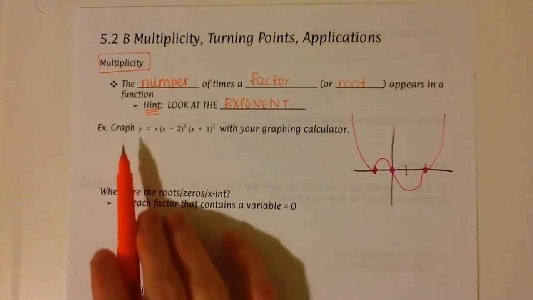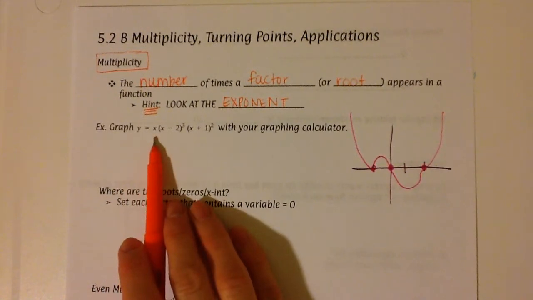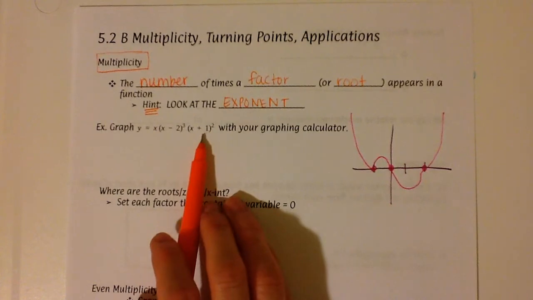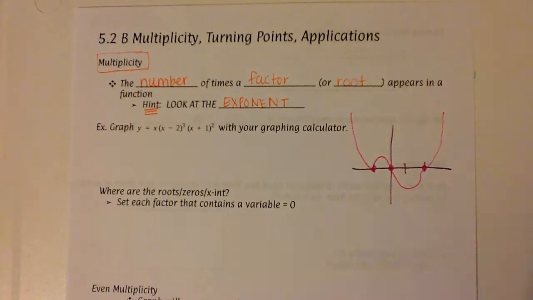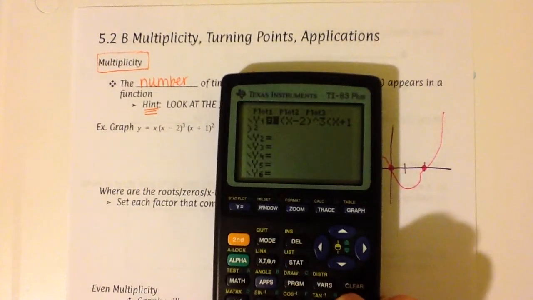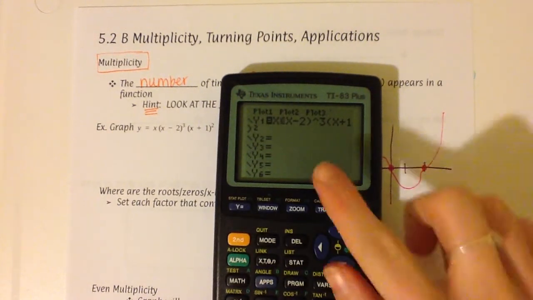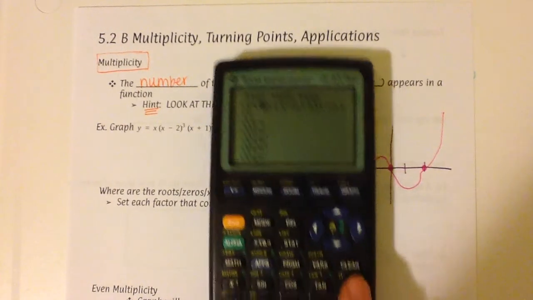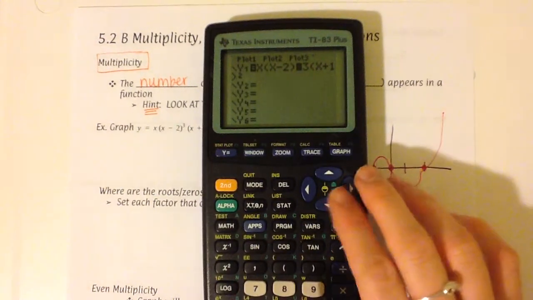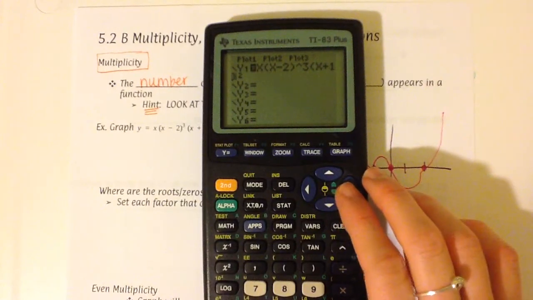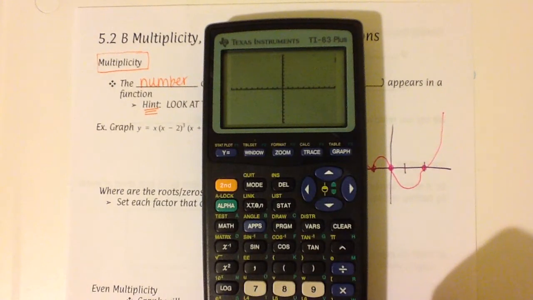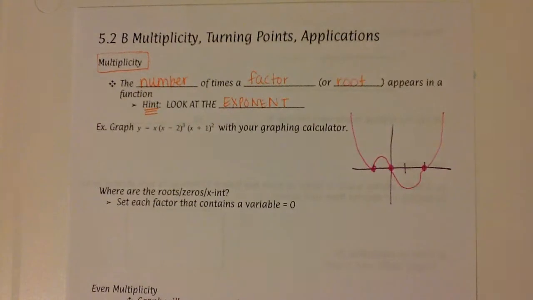Okay, so if we look at this example, it says graph y equals x times (x minus 2) cubed times (x plus 1) squared with your graphing calculator. So if we get our graphing calculator out and we type in x times (x minus 2), and to get cubed you can hit your little caret and hit the 3 for cubed, times (x plus 1), and that whole thing is squared. If we hit zoom 6, if you zoom in, it's going to look something like this.